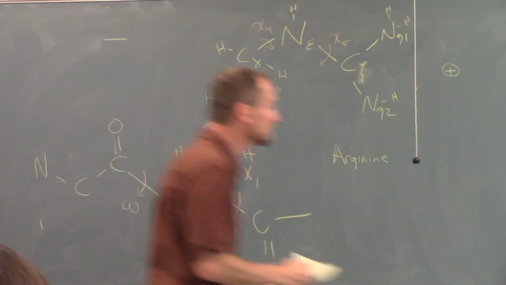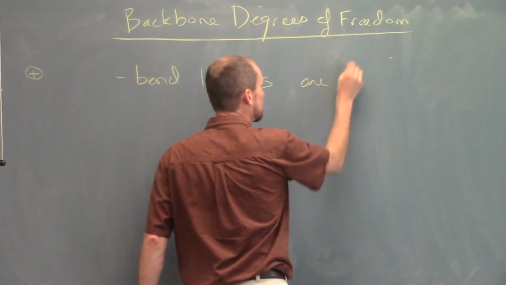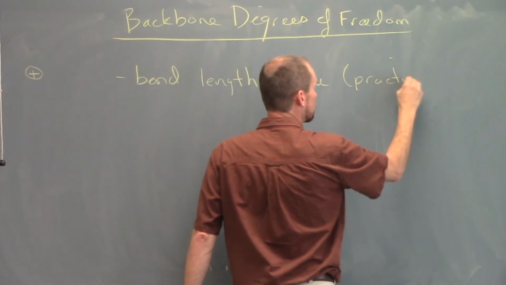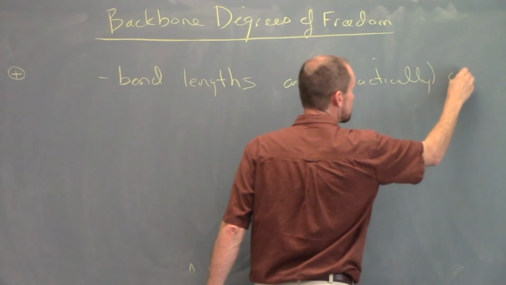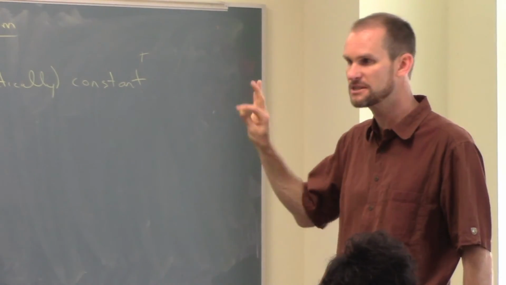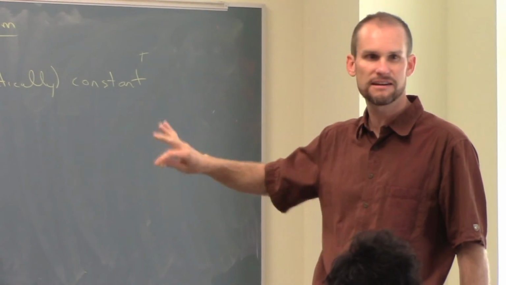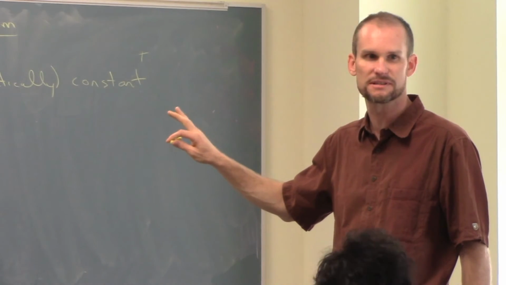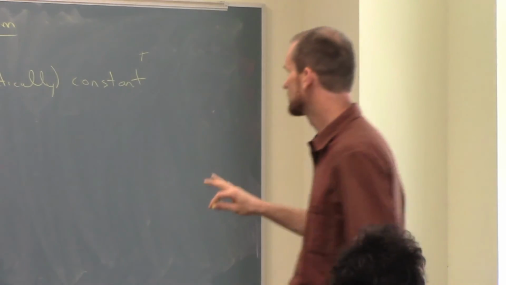So it turns out that bond lengths are practically constant. We've crystallized many structures of proteins, looked at many of them, and pretty much the N to C alpha distance is always the same. So we can look that up in a table.